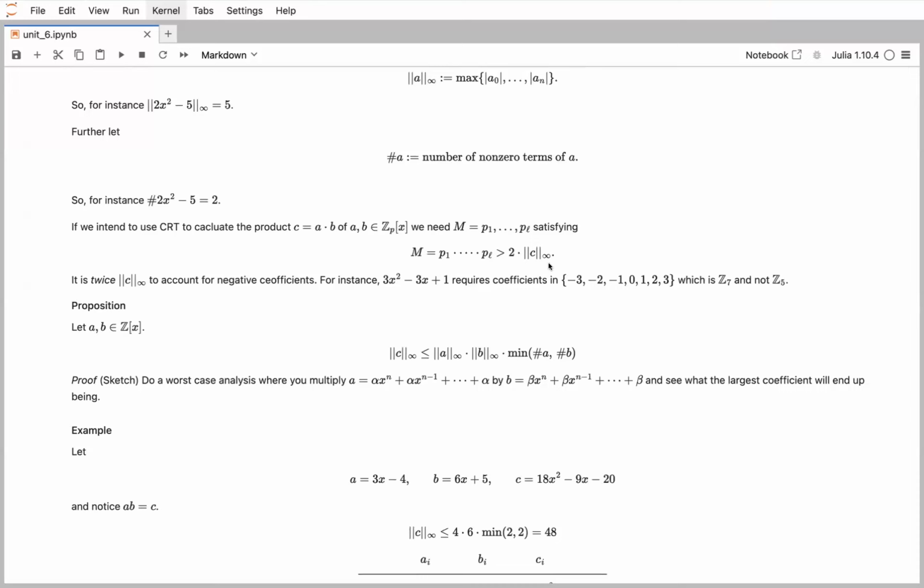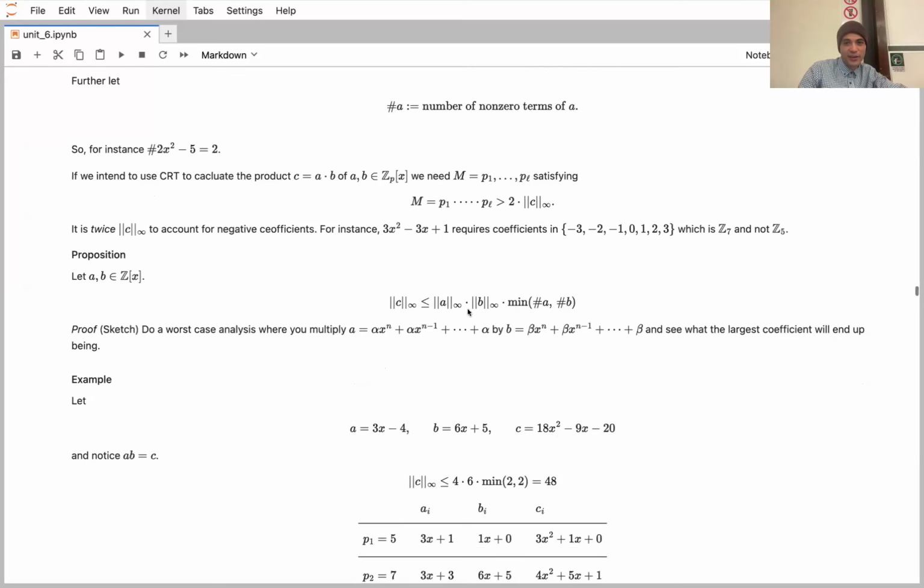Wait, so is the bound 2 times the height of C? Technically speaking, but we can't get the height of C because C is the product. So we actually have this less sharp bound: height of A times height of B times the minimum of the number of non-zero terms of A and B. Oh, so we want to exceed that. You should go back and watch the last lecture, where I talked about this in way more detail. Effectively I'm just repeating what I said in the lecture, just more poorly. I see.